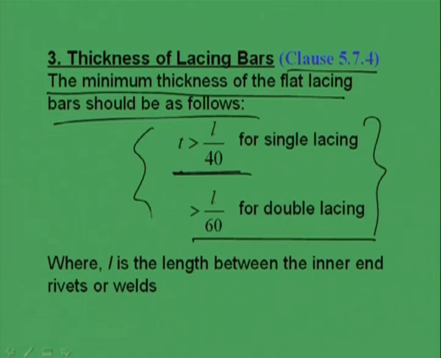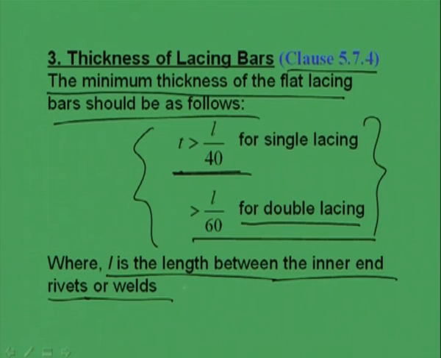Other aspect is that minimum thickness of the lacing bar has to be like this, L by 40 in case of single lacing system and L by 60 in case of double lacing system, where L is the length between the inner end rivets or welds. It is not the effective length. This is the length between the inner end rivets or welds. So, from this we can find out the thickness of the lacing bar.